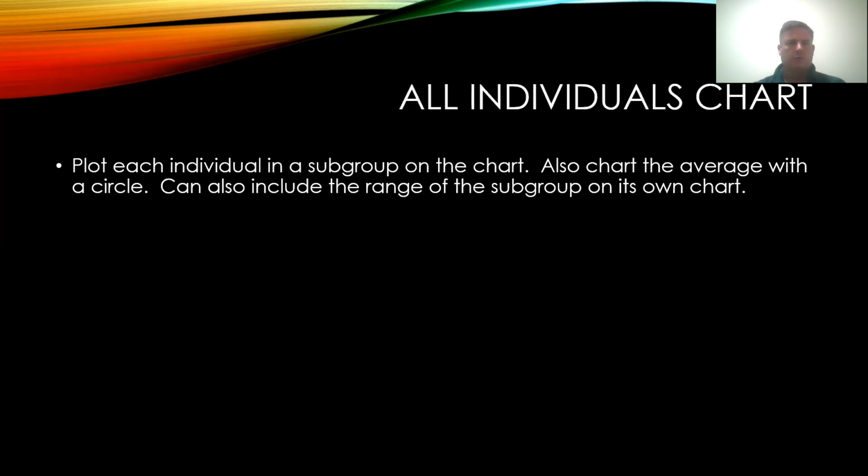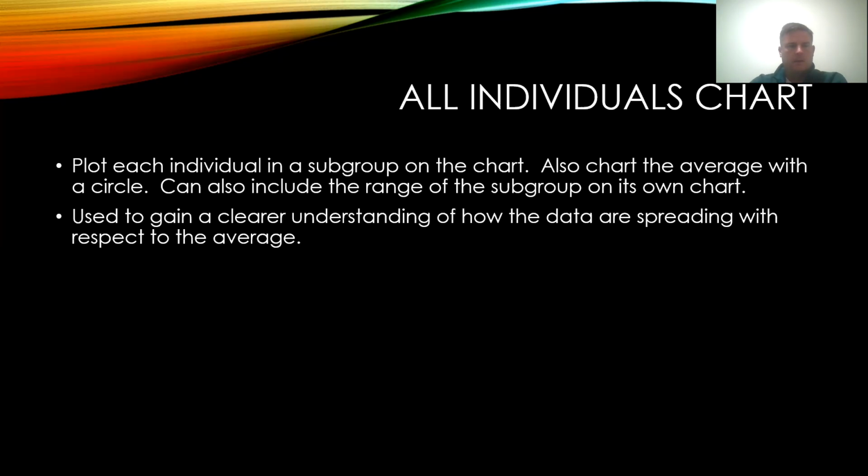Here's an all individuals chart. In here you would plot each individual in a subgroup on the chart, and then you would chart the average with a circle. And then you can also include the range of the subgroup on its own chart below that. It's used to gain a clear understanding of how the data are spreading with respect to the average itself.